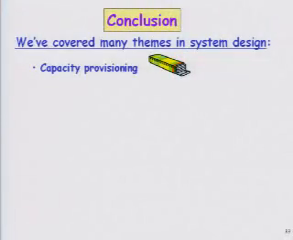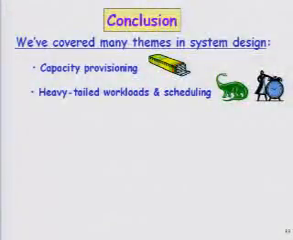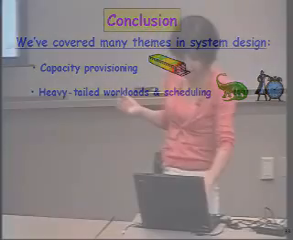Okay, conclusion. We've covered many themes in systems design. We covered capacity provisioning, and to be careful not to over-provision. We covered heavy-tailed workloads and how they actually affect scheduling, as opposed to exponential distributions, which don't.